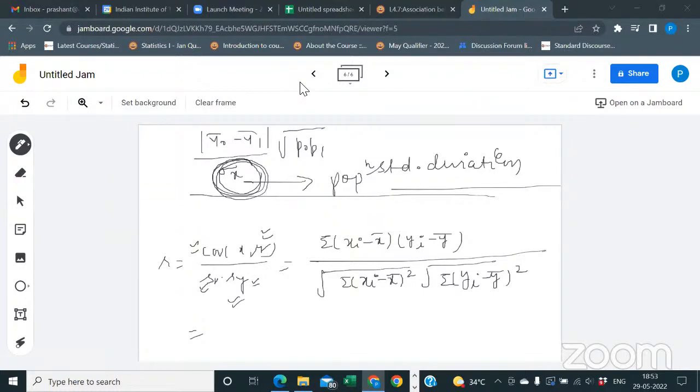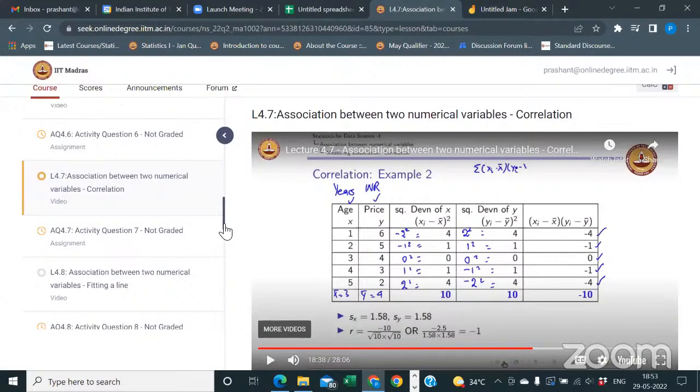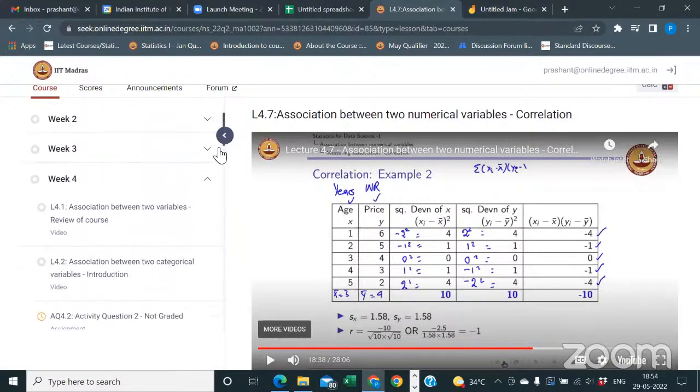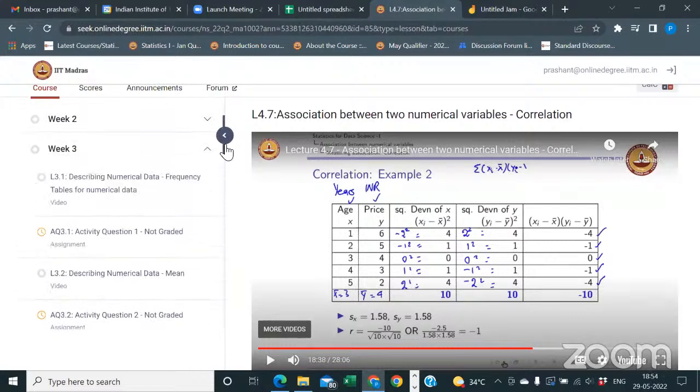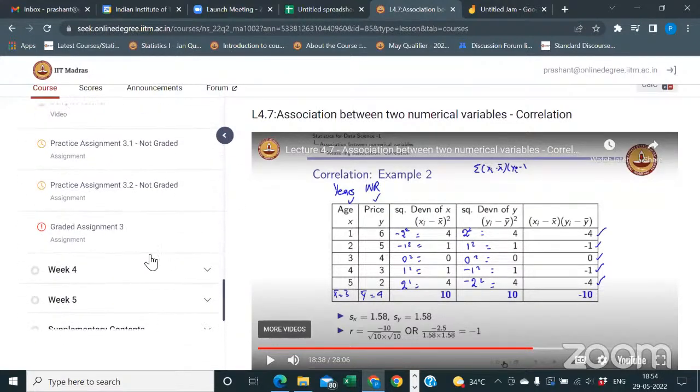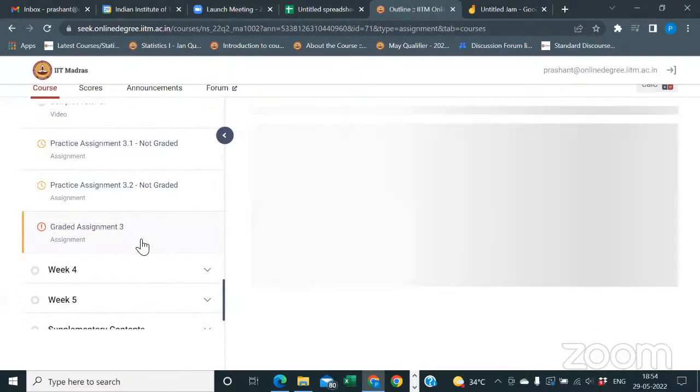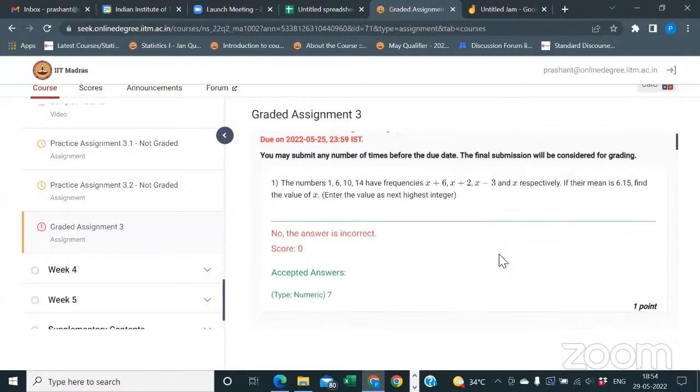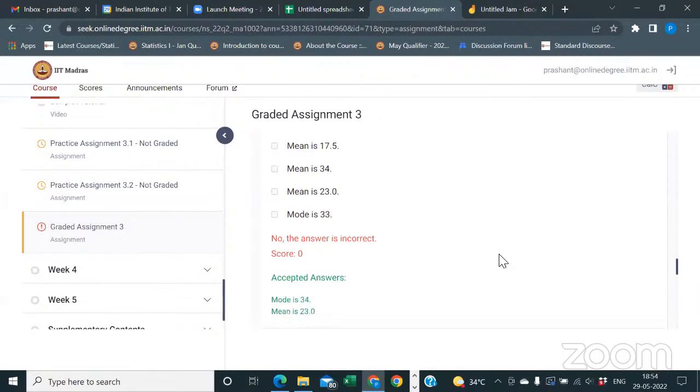Yes, Prisa. Sorry for that. You can ask. Sir, I have a doubt in graded assignment 3, question number 10. Okay, tell me what the doubt is. Sir, it is a stem and leaf plot. We have to find the median. I have found the median, and it says we have to add 4 to it. Then what will be the value? I added 4, but my answer was incorrect.